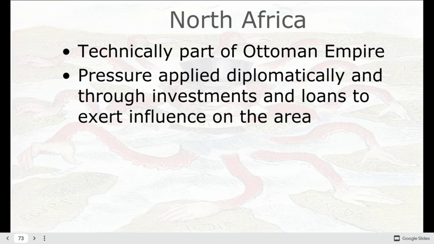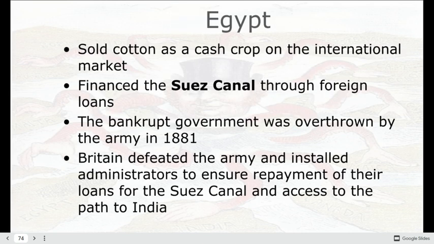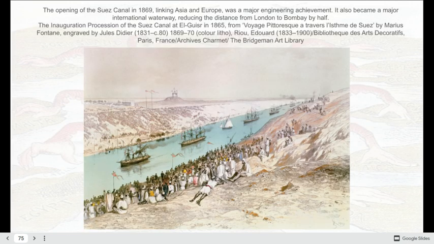North Africa was technically part of the Ottoman Empire. Egypt, of course, was originally part of the British system. Their use of Egypt usually involved cotton, but then eventually development of the Suez Canal in order to get ships between the Indian Ocean and the Mediterranean Sea. Egypt did have its own government, but of course, through all these projects, it became bankrupt, and the British used that opportunity to seize control.